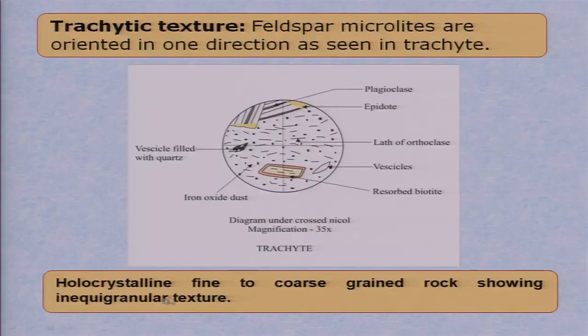By definition, trachytic texture is a holocrystalline, fine to coarse grained rock showing inequigranular texture. See here, the rod like minerals are oriented parallel to the east west direction of the crosswire of the microscope. And here is the plagioclase feldspar, here is the epidote, a silicate mineral, and here is a reabsorbed biotite. This biotite shows reabsorption, which is again because of the alteration of the minerals.